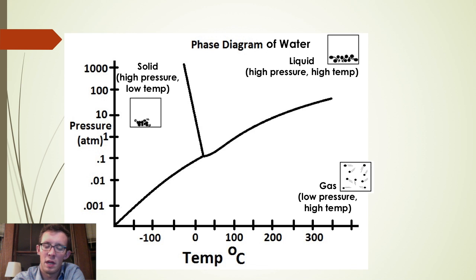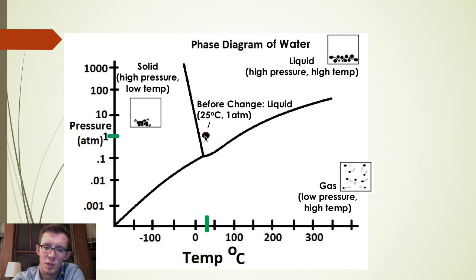Now, what's interesting is how you can use this diagram to predict phase changes before they occur. Take, for instance, water at 1 atmosphere of pressure, just standard pressure, and at 25 degrees Celsius, standard temperature. Water at this temperature and this pressure would be a liquid. You can see it's in the liquid section of the phase diagram.